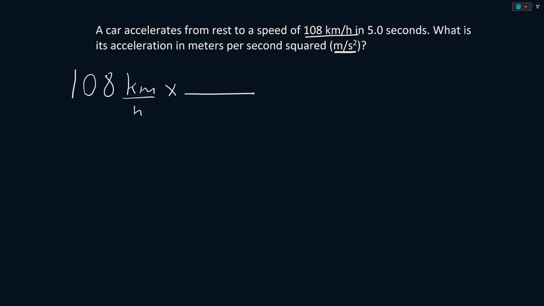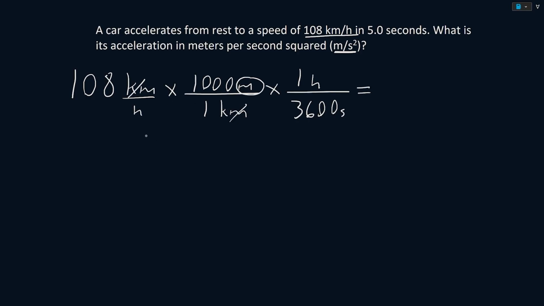First, we're going to convert the kilometers to meters by multiplying by 1,000 meters every 1 kilometer. Here, our kilometers will cancel, as one's on top, one's on the bottom. Then we'll convert the hours to seconds, by multiplying by 1 hour is equal to 3,600 seconds. Now solving this, we see that our kilometers cancel and leave us with meters, and our hours will cancel and leave us with seconds. This gives us 30 meters per second.